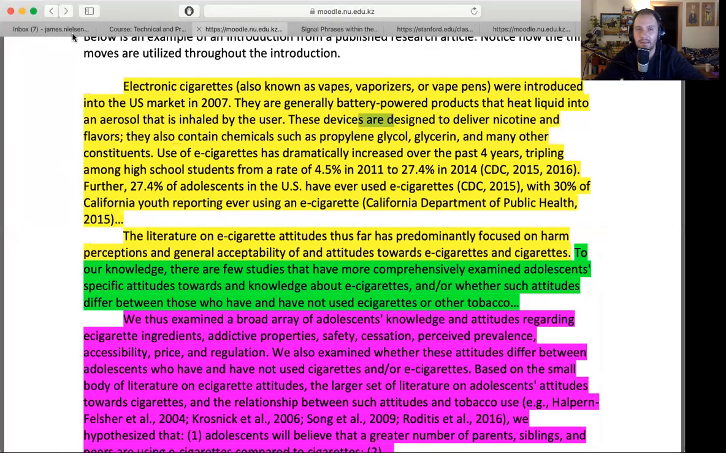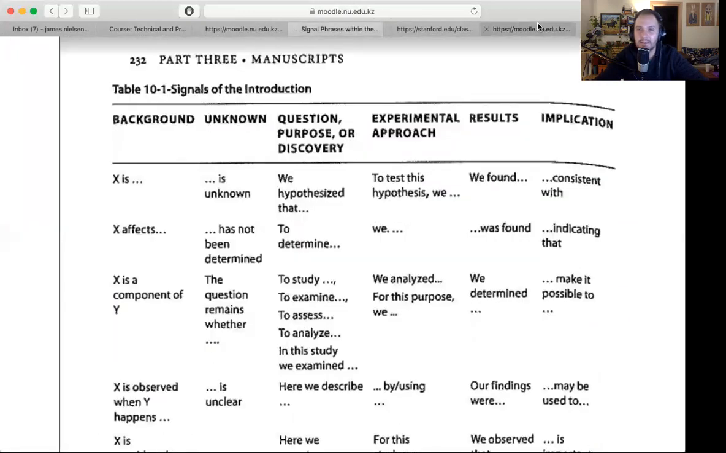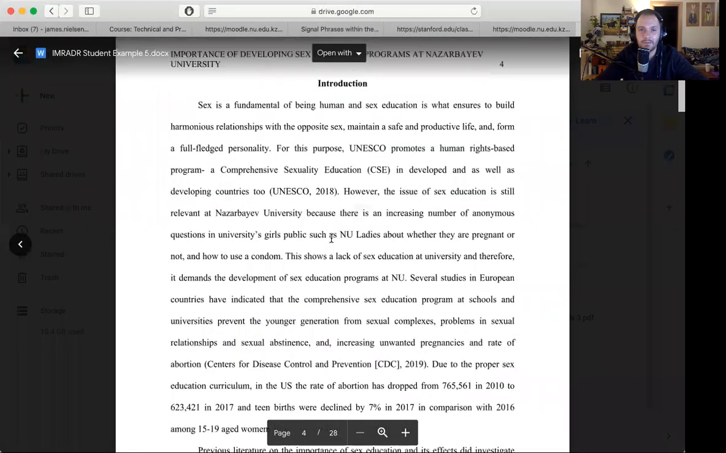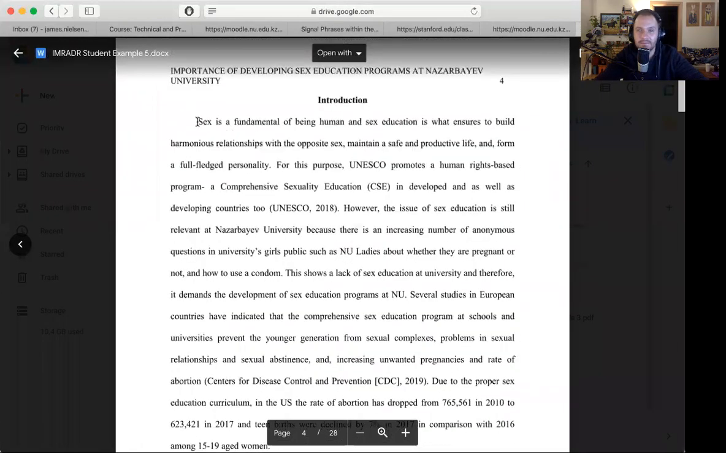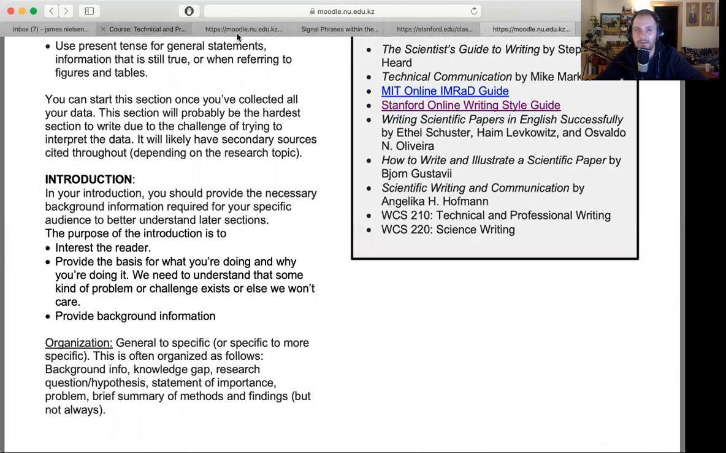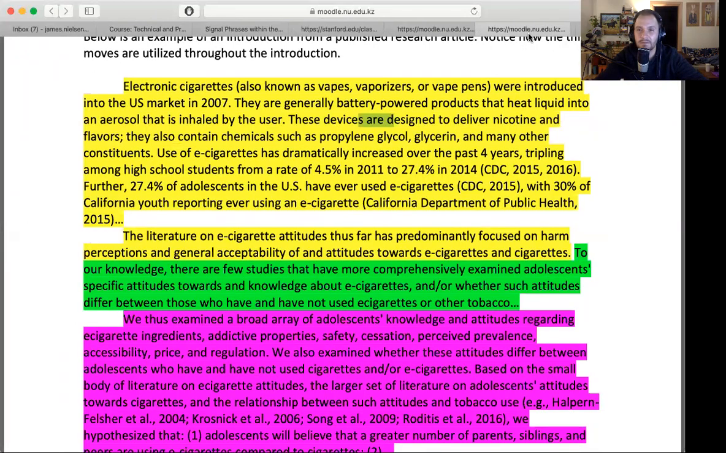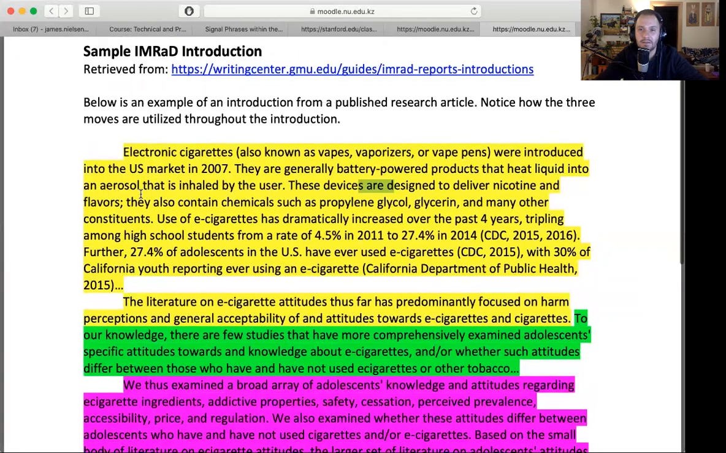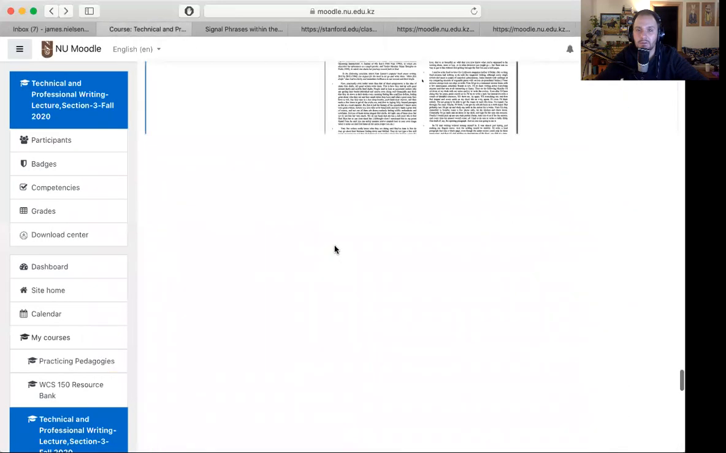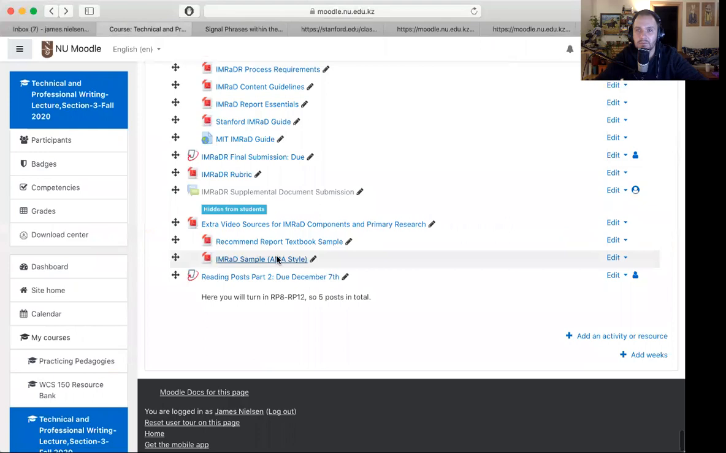Sorry, I'm going to do that a lot and it's going to be annoying. Let's see. Sex is, all right. Sex is a fundamental part. If we look at another example, let's group all the examples over here. All right. Electronic cigarettes were introduced into the US market. Let's look at one more example. Let's look at this one, the AMA one.